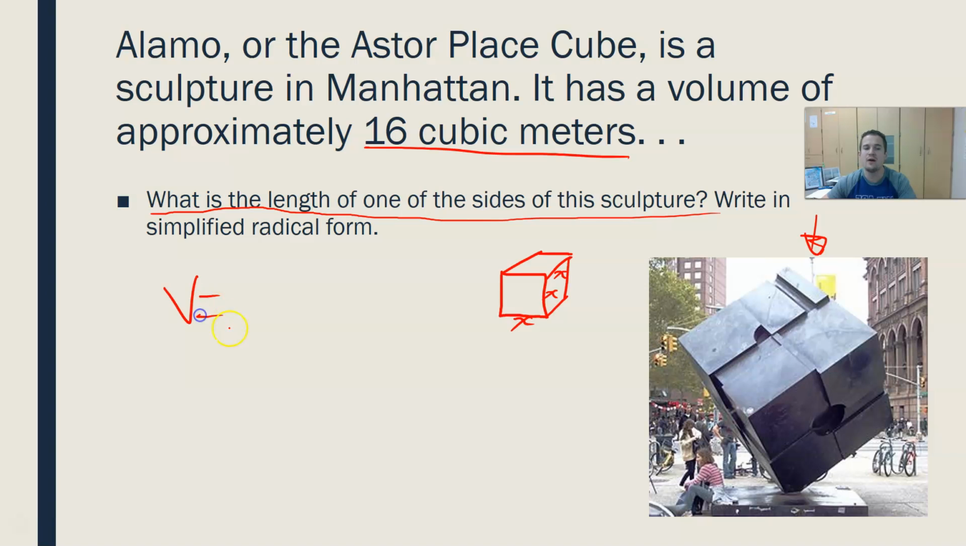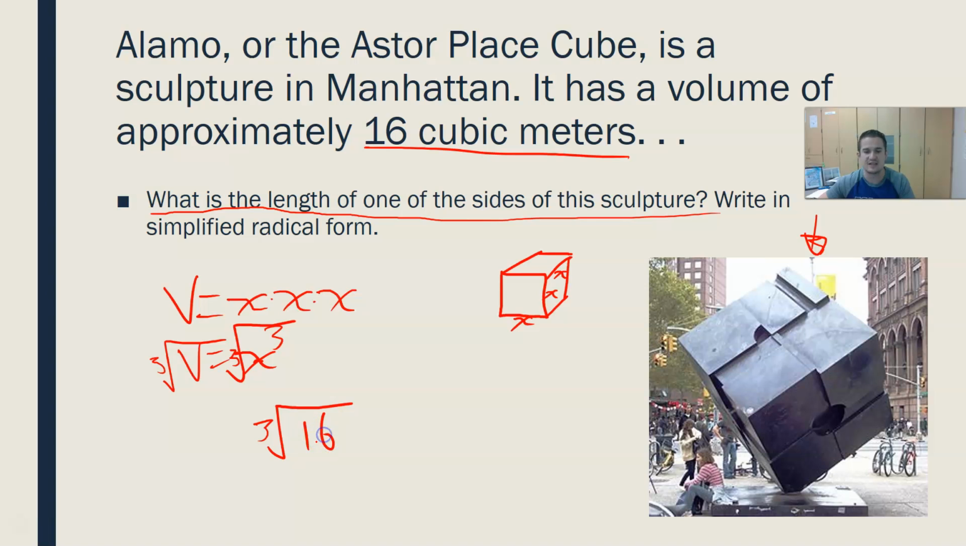Well, volume of a cube is length times width times height, or x times x times x, or in other words, x cubed. Well, if I want to know the length of one of these sides, I can undo this cubed with a cube root. If I cube root the volume, it will tell me what the length of one of the sides is. Well, the cube root of 16, let me go ahead and write that in simplified radical form.